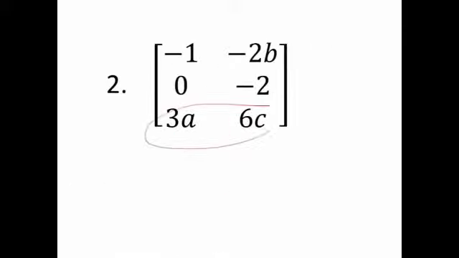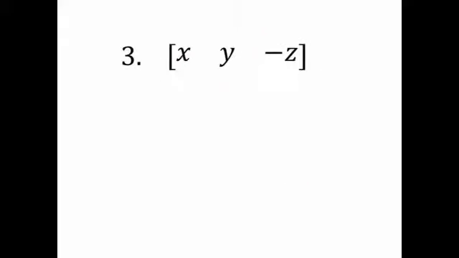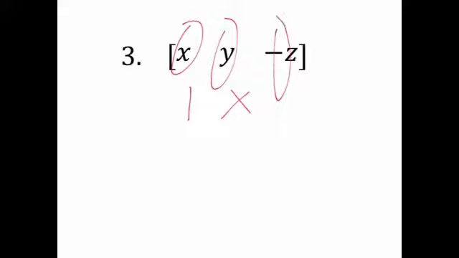This next guy has 1, 2, 3 rows, and the columns number 2. So there's 2 columns, it's a 3 by 2. And this guy here only has 1 row, but it's got 3 columns, so it's a 1 by 3.